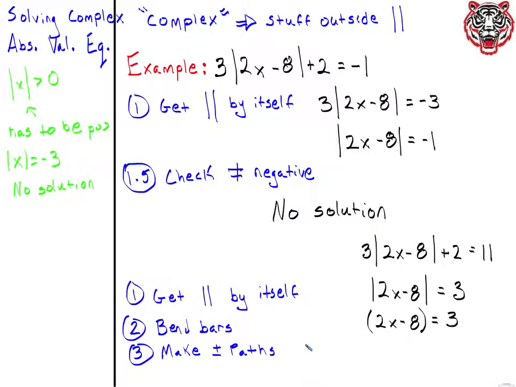Okay, so here we go. Keep up with me, guys. 2x minus 8 equals 3. There's the positive path. Here's the negative path. Can you do the negative first? You can do the negative first. That works too. Negative. Oh, you gotta be positive, don't you?